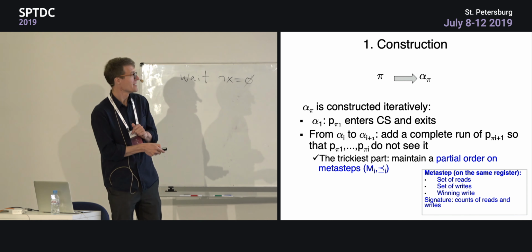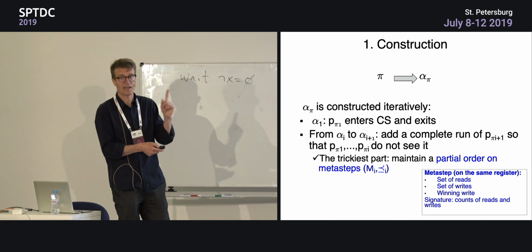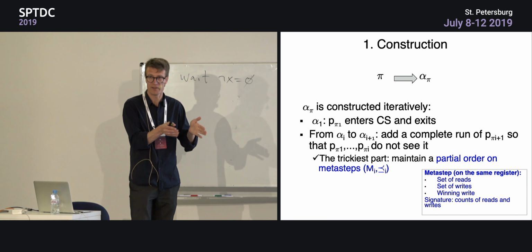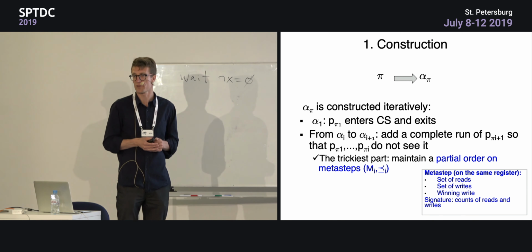So the size of the meta step, the number of processes in the meta step, where every process executes exactly one step in the meta step. Well, not every process, but there is a set of processes. The cost is exactly the number of processes involved in it.